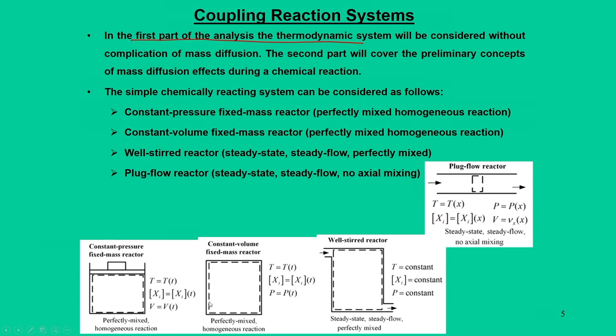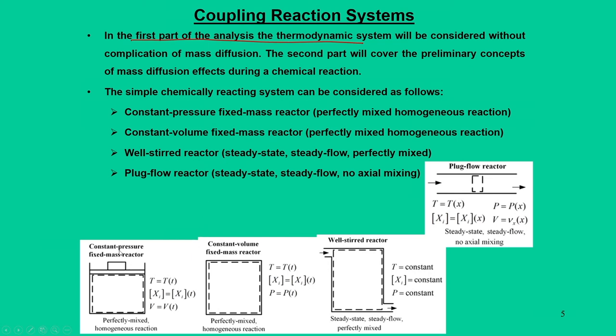Another type of situation can be modeled where, instead of fixed mass, we have a fixed volume system, but in this fixed volume system the pressure can vary with time. As the reactions evolve, the pressure can vary with time. But when we say constant pressure reactor, the volume can change, but the mass remains the same. Another model is the well-stirred reactor.